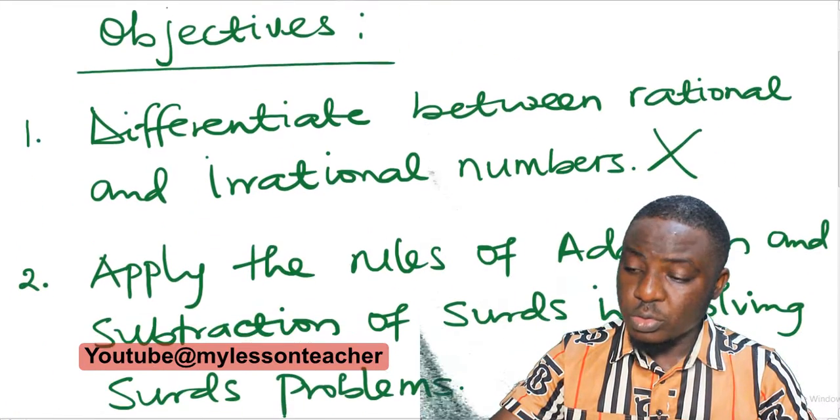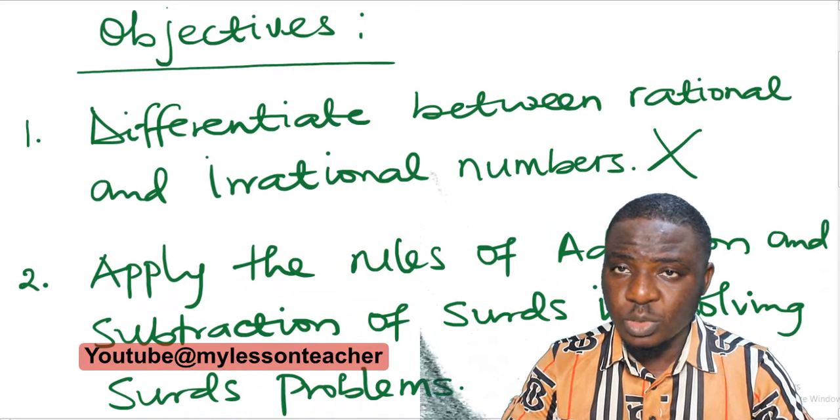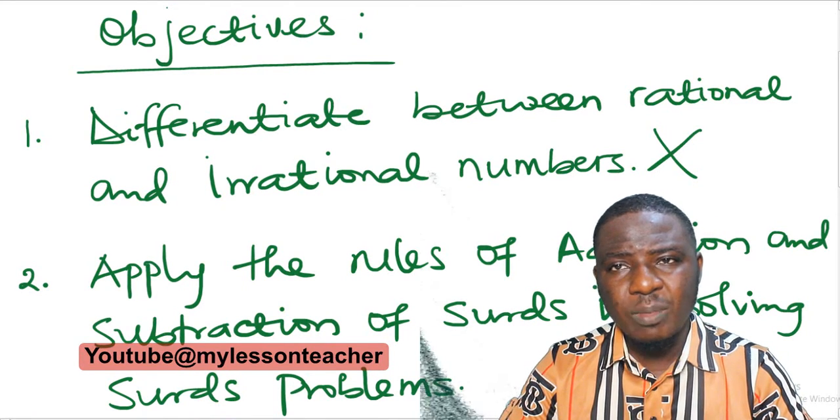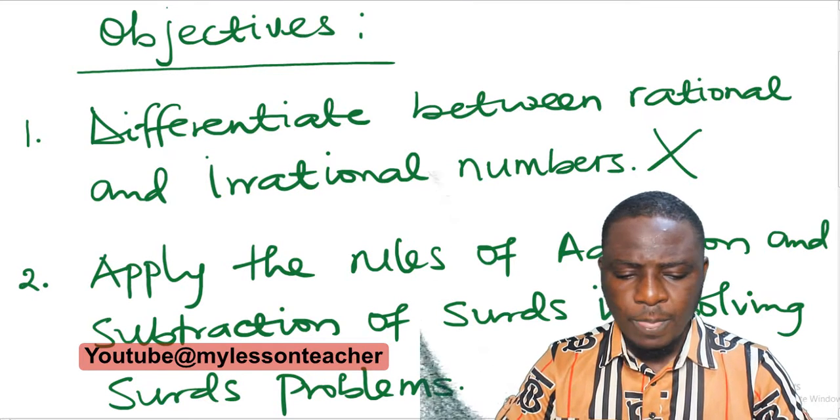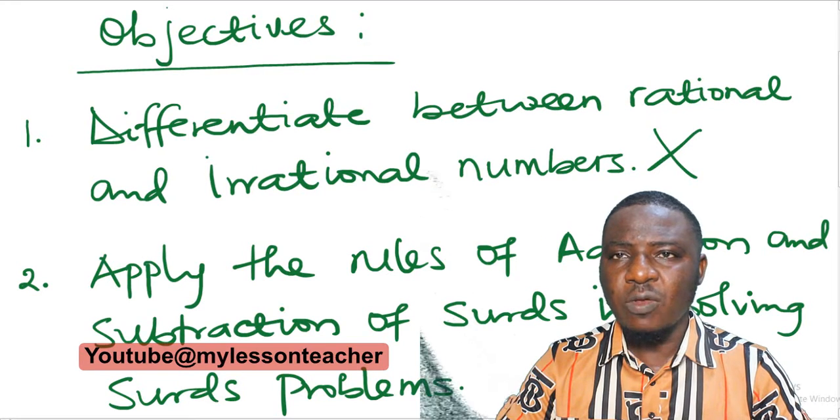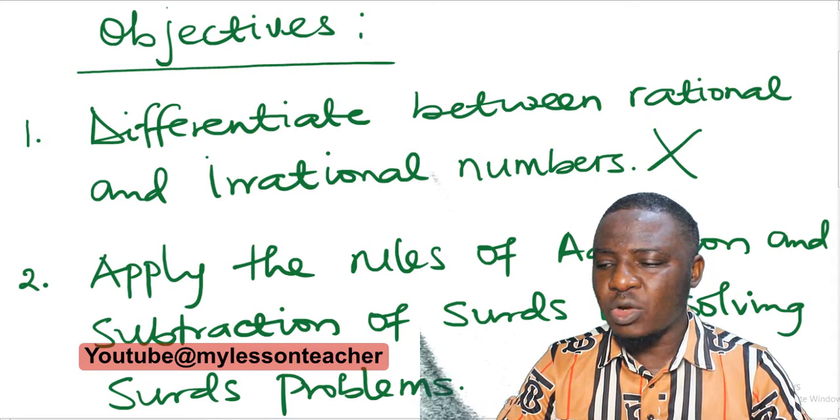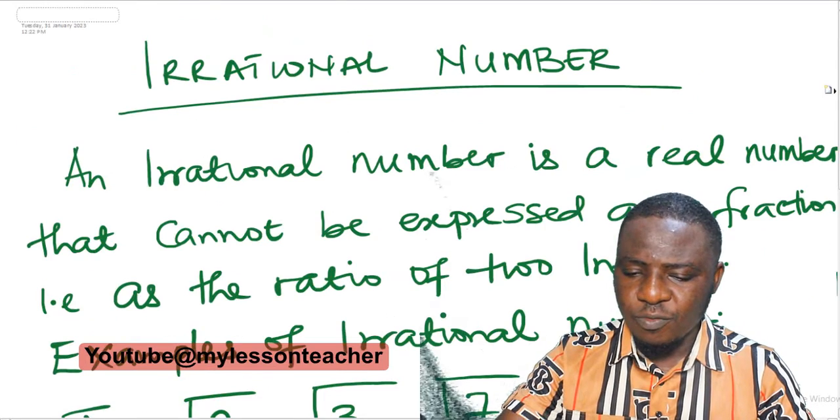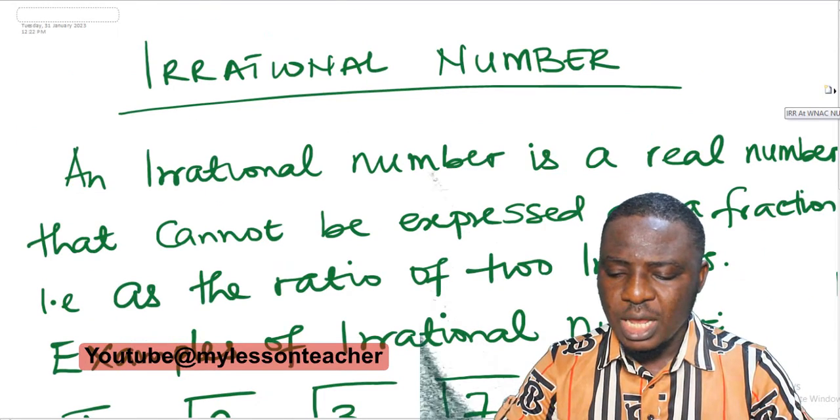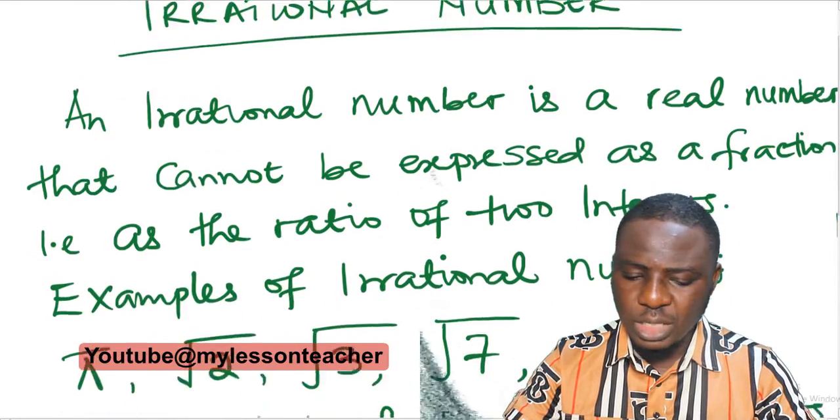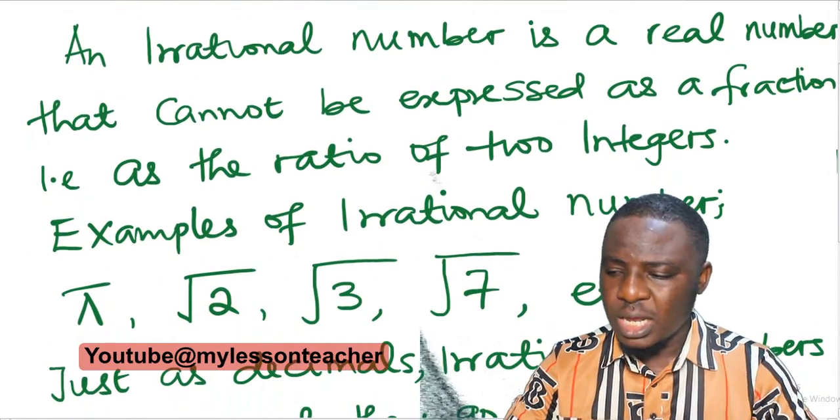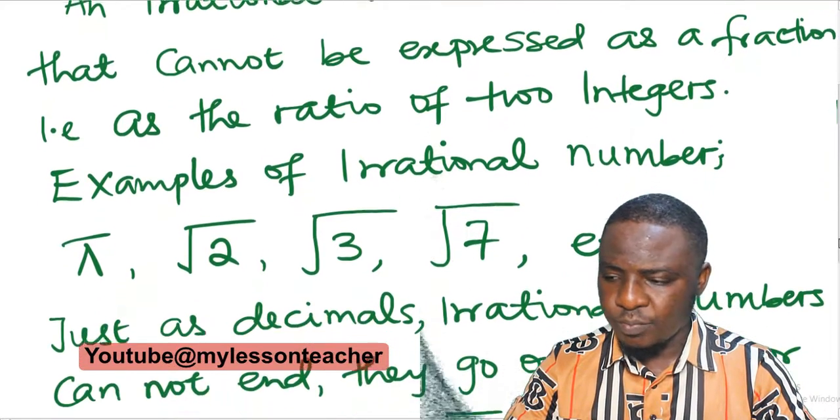Squares are rational numbers, but some square roots too are rational numbers, but some are irrational numbers, and we are going to differentiate that. We also defined irrational numbers as those numbers that cannot be expressed as a ratio of two fractions, and we gave you so many examples such as pi, root 2, root 3, root 7, and a few others.